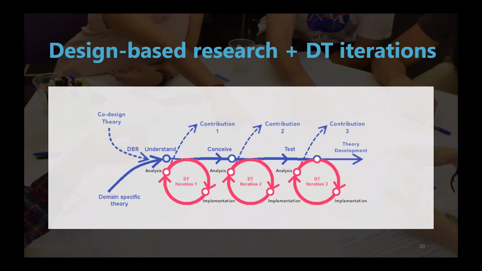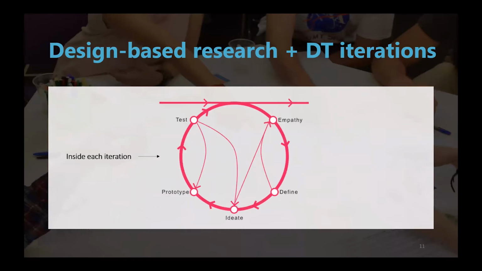In terms of design, when we talk about iterations, we want to be very specific about how collaboration happens in face-to-face sessions. For this, we complemented the design-based research approach with design thinking to separate our iterations into 5 main stages.